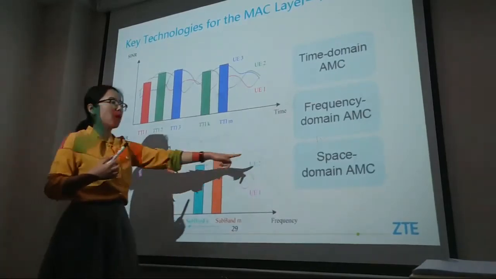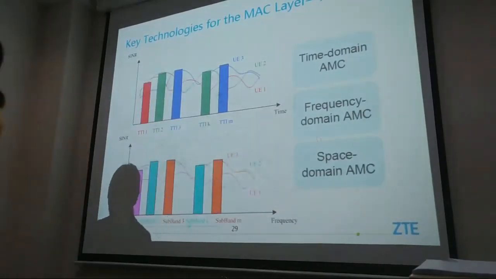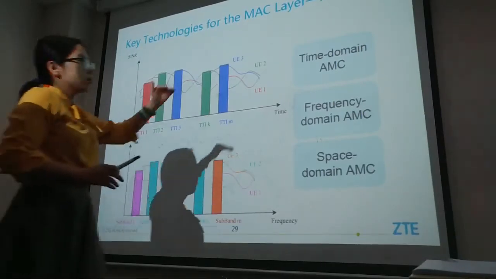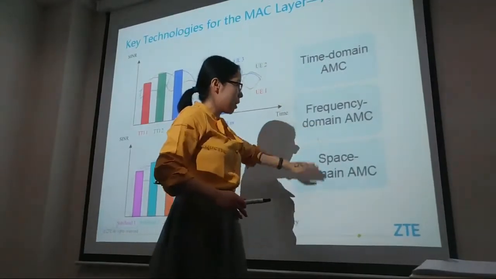And the space domain is used for MIMO. For our MIMO, we use 2 times 2 MIMO. We have the same time and same frequency, but the space is different. For different space, you will have a different signal and may have a different channel quality. I don't consider the time and the frequency. For different space, maybe you will use a different modulation and coding rate. So this is time domain AMC, frequency domain AMC, and space domain AMC.